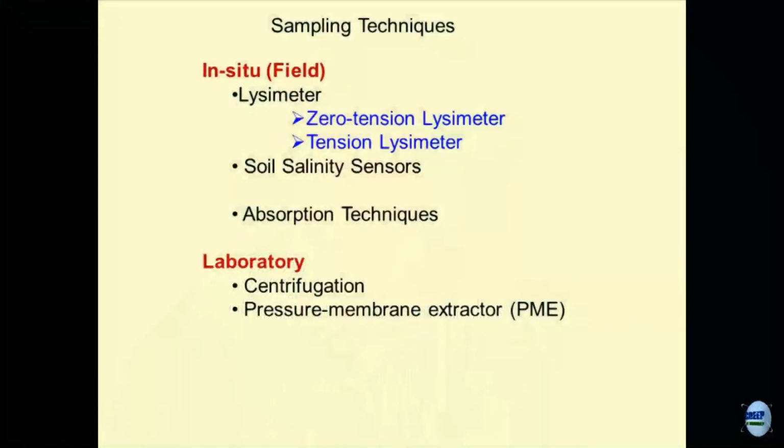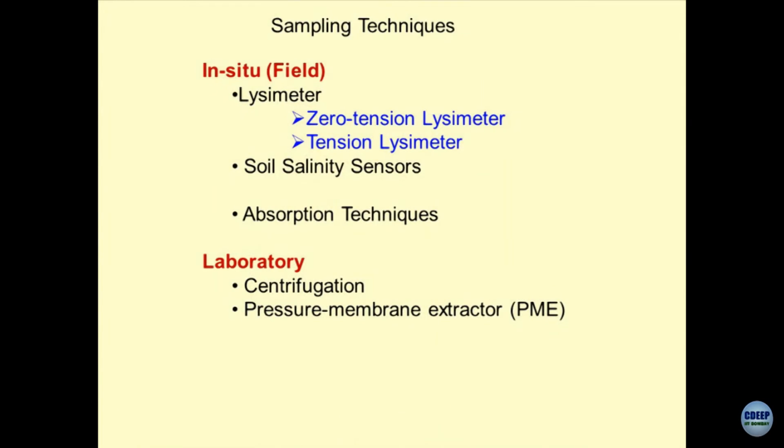Yes, okay. So, let us move on to the details of the sampling techniques. Broadly, these are classified into two groups. One is in situ, which is the field, and another is the laboratory, which is the ex situ techniques. Under in situ field conditions, when we have to take samples from the sites, lysimeters are used.